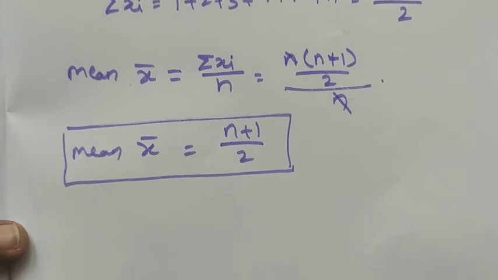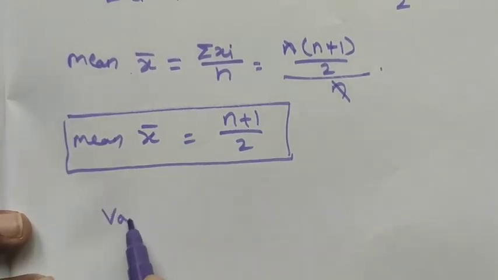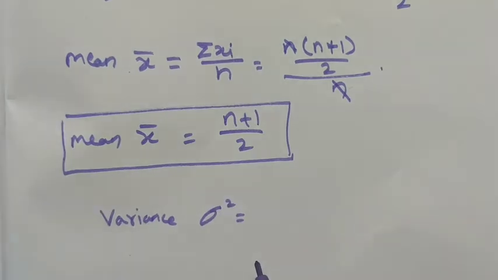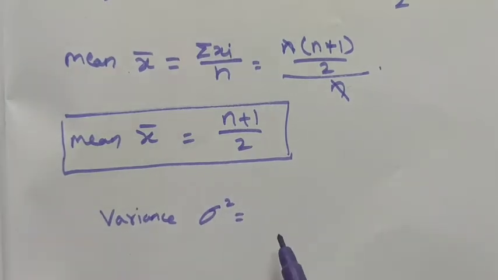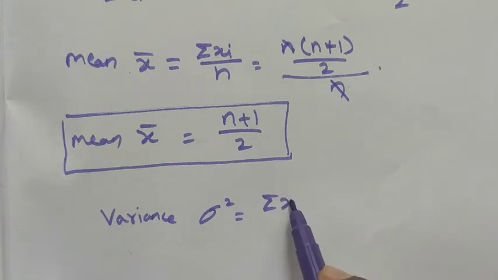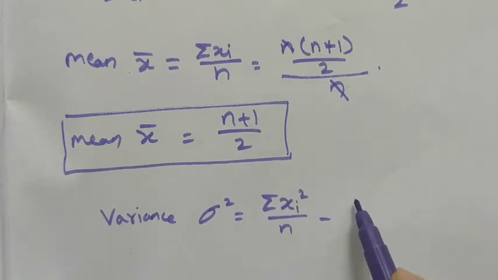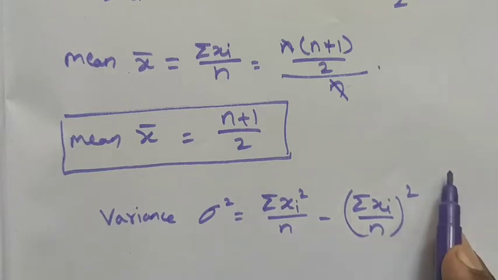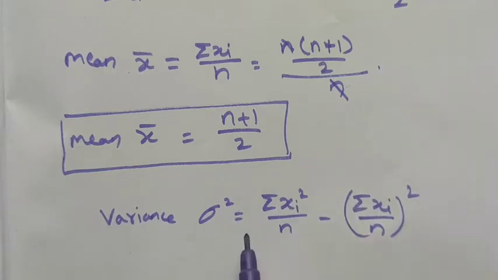Now we want to find the variance. Variance means standard deviation squared. Sigma square is equal to, without the square root, summation xi square divided by n minus summation xi divided by n, whole square, is the formula. Standard deviation means we have the root. Variance means we are taking the square of that standard deviation. So sigma square is equal to summation xi square divided by n minus summation xi divided by n whole square.